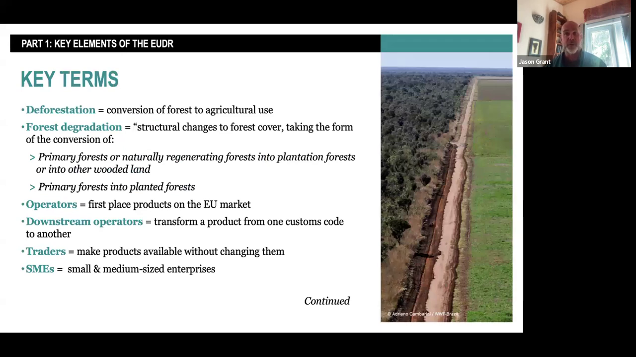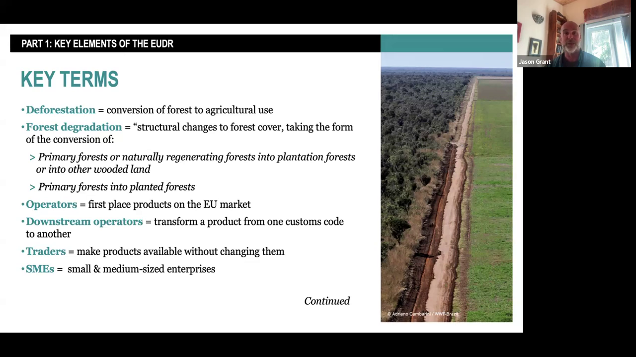So some of the key terms in the EUDR. Deforestation is conversion of forest to agricultural use only. If you convert a forest for a suburb, it's not considered deforestation for the purposes of the EUDR, rightly or wrongly. Forest degradation, it's an interesting one.